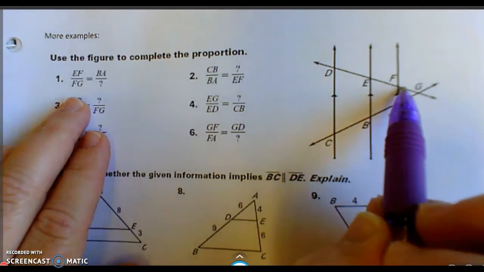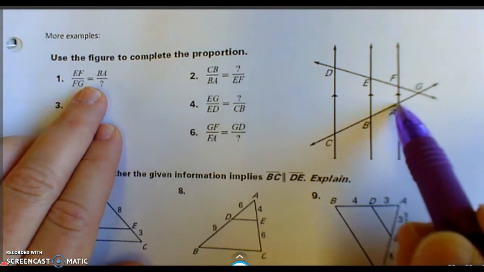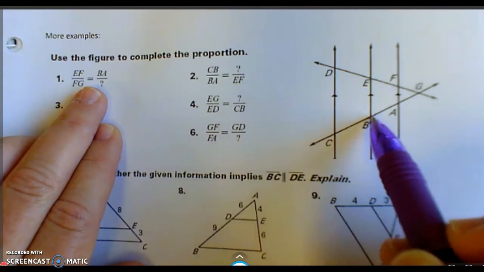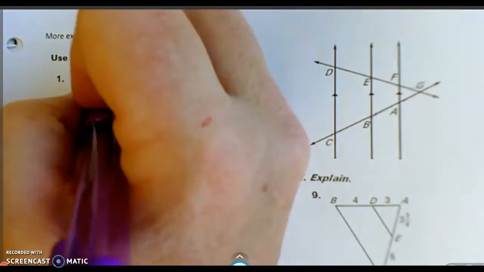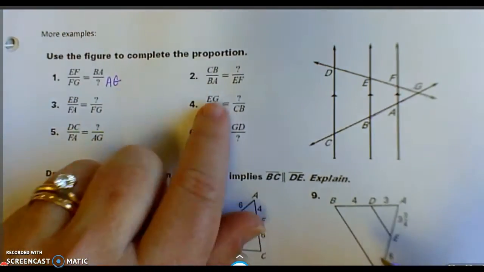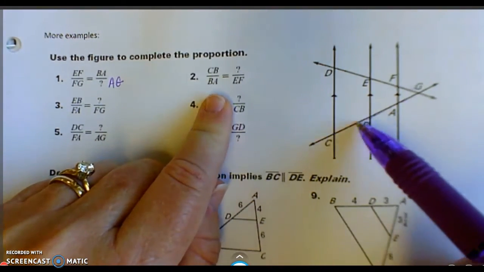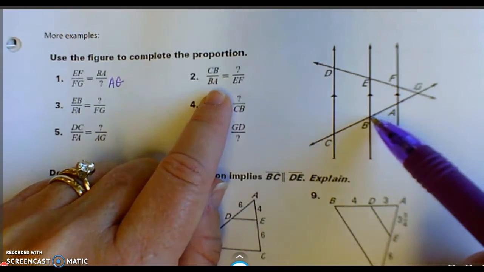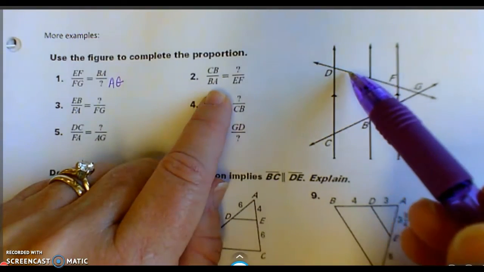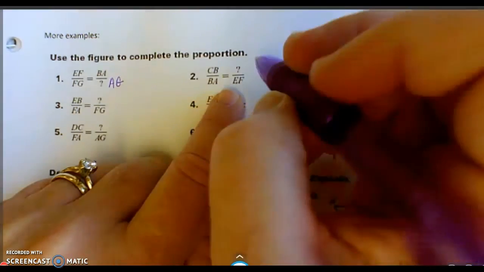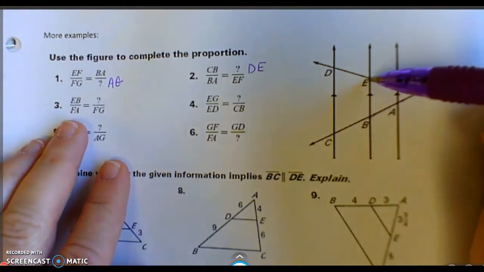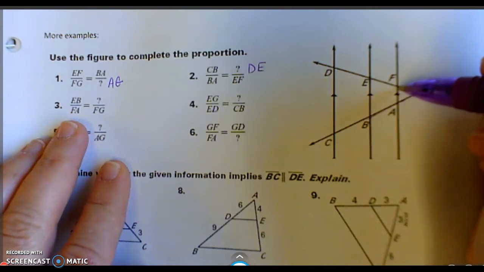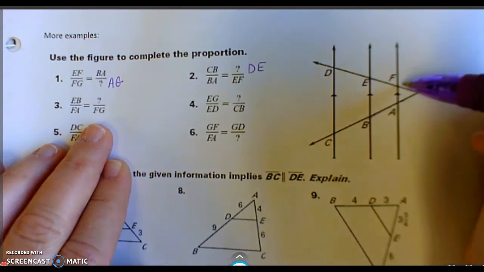We have EF and FG, BA, EF and BA, FG, and so the one it corresponds to must be this one, which is AG. Okay? CB and BA. So it looks like we're going to go DE and EF, so this must be DE. You're just matching up the sides. Alright, EB and FA, and then it says FG.